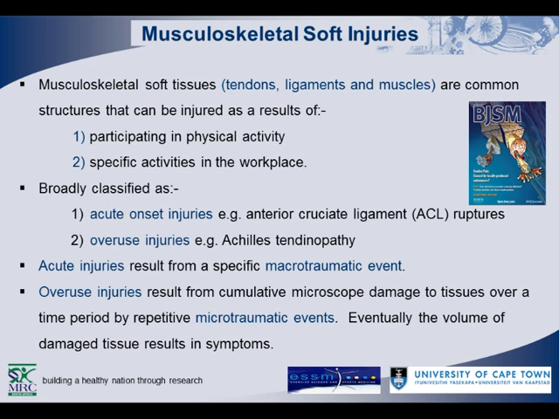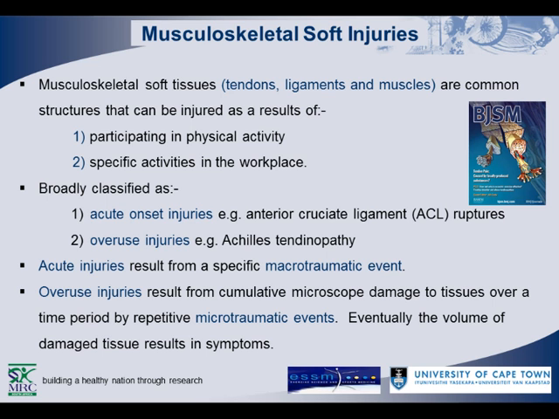There are several musculoskeletal soft tissue injuries which are commonly affected. These structures are commonly affected during injury, which results from participating in occupational activities within the workplace or physical activities, such as your sporting activities, and they can broadly be classified into two categories: your acute onset injuries, and examples of these are your injuries of your knee, your anterior cruciate ligament ruptures, and your overuse injuries. An example that we've studied is your overuse Achilles tendinopathies.